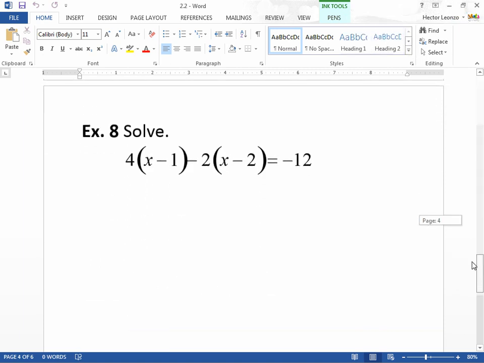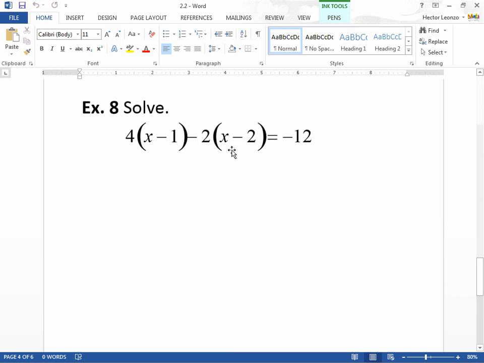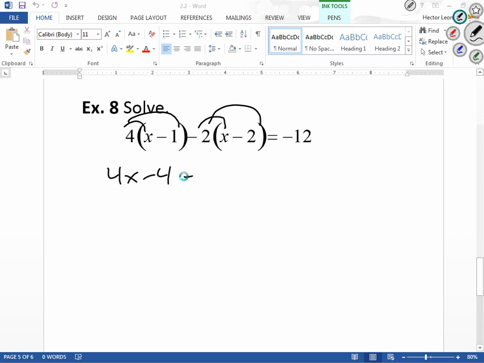And it's like, well, why do we have parentheses? Well, get rid of them. Use the distributive property. First, let me multiply the 4 to the inside. So I'm going to have 4x minus 4. Let me multiply that negative 2 to the inside. Notice I called it negative 2. So I'm going to get negative 2x plus 4. And all this is equal to negative 12.